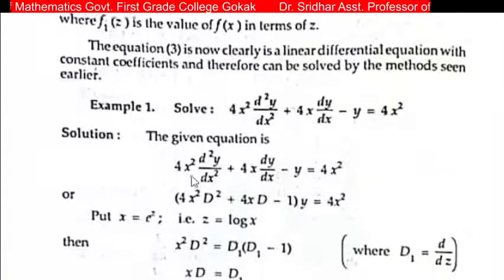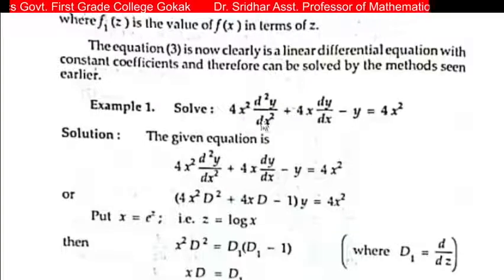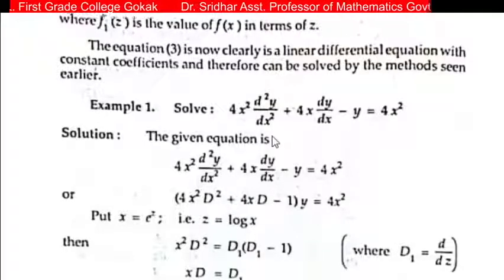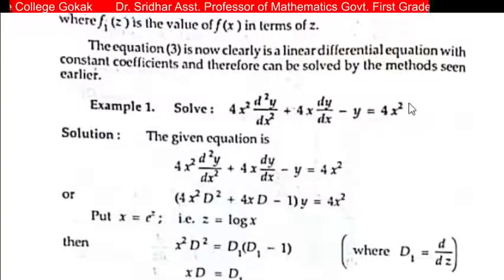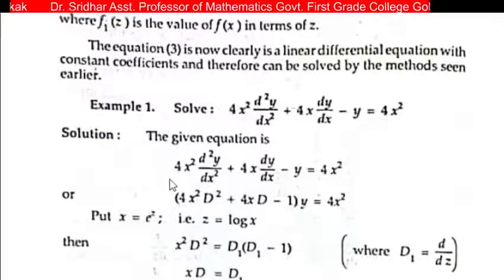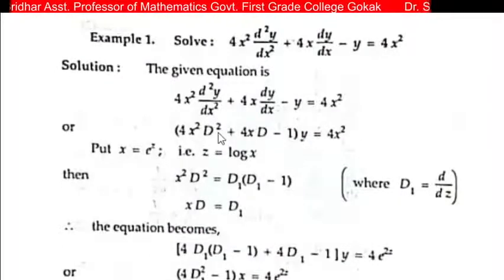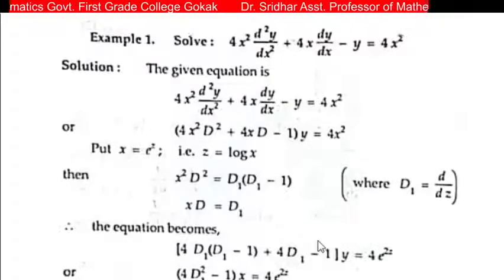Now, example 1. Solve 4x square d square y by dx square plus 4x dy by dx minus y equal to 4x square. This is the given equation. As I already told, here replace d square by dx square by its differential operator, that is D square, plus 4x, again replace d by dx by capital D, minus, taking y common, 1, which is equal to 4x square.